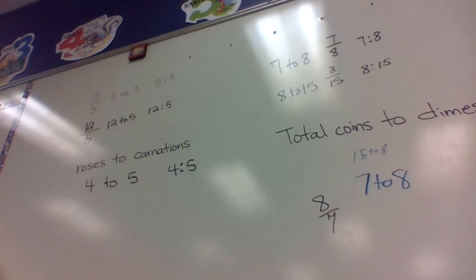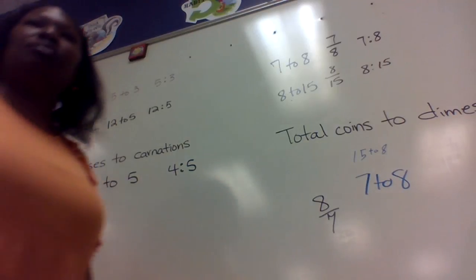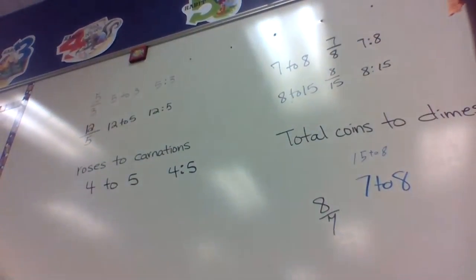That's 9. All right. Question 2 says, what are 3 ways to write the ratio of cups of cereal to cups of pecans? Jacorian, I want you to come right there. 3 ways. Cups of cereal to cups of pecans.